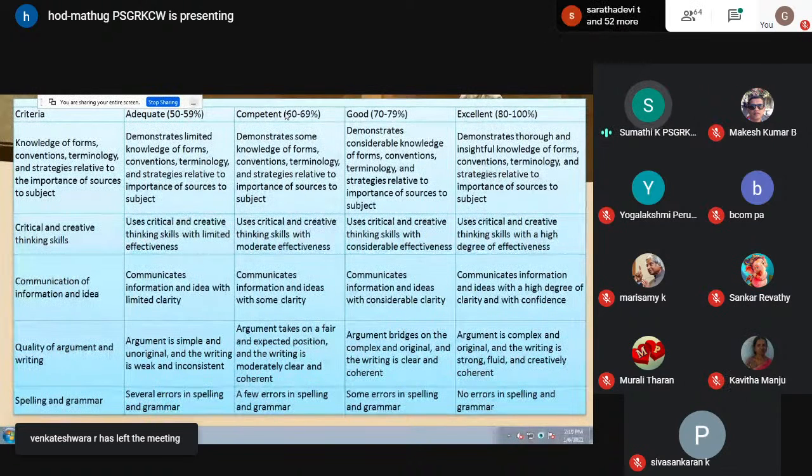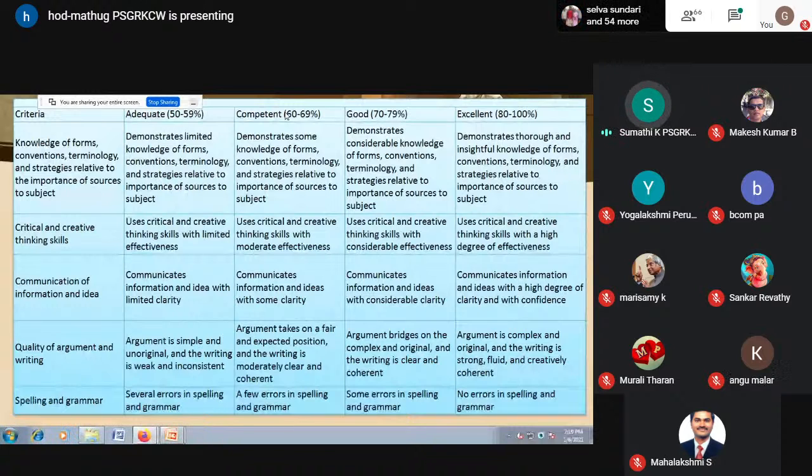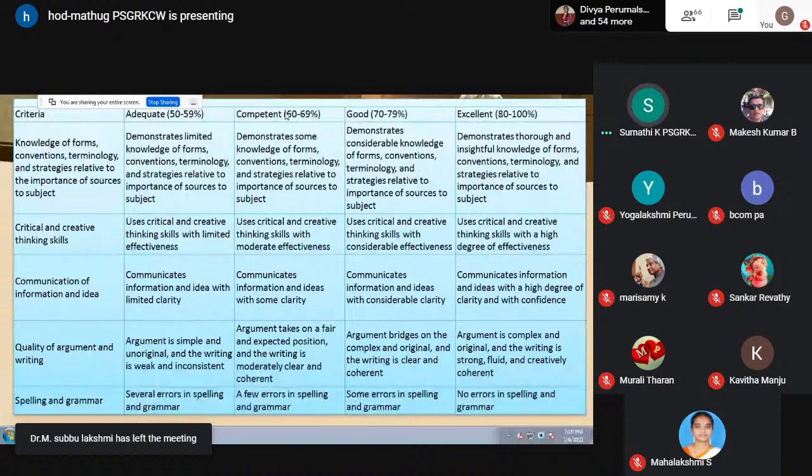If he uses critical and creative thinking skills with limited effectiveness, then I will give it as adequate description, or I will give marks ranging from 50 to 59. And if it is moderate effectiveness, then I will be giving him a mark in 60 to 69. If it is a considerable effectiveness, then we are going to give him a good grading, or the marks will be awarded somewhere between 70 to 79. And if he uses critical and creative thinking skills with high degree of effectiveness, then we will be awarding him an excellent grading, or his marks will range from 80 to 100.